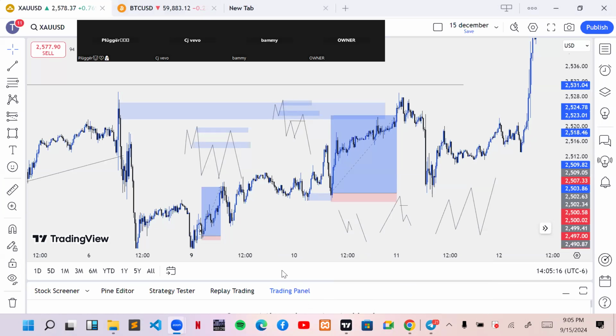It works on synthetics. For time frames, I use any time frame and take my analysis. I look for a point of interest on that time frame. If I don't see the point of interest on that time frame, I keep switching time frames until I find the point of interest that I'm looking for.